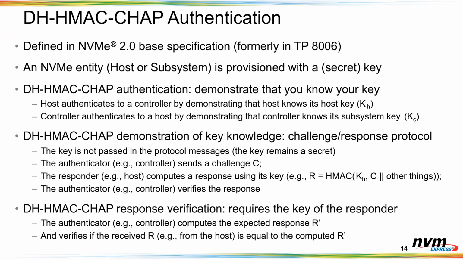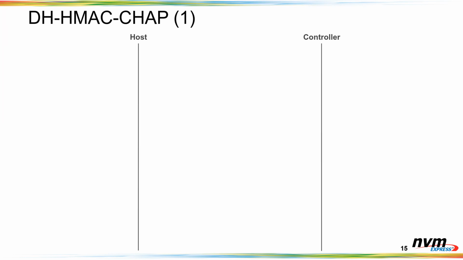authenticator, the authenticator needs to verify this response. This requires the key of the responder, and so the authenticator, as an example the controller, will compute the expected response R1, R prime, and verify if the received response is equal to the computed R prime. Let's see how this works with some simple diagrams.